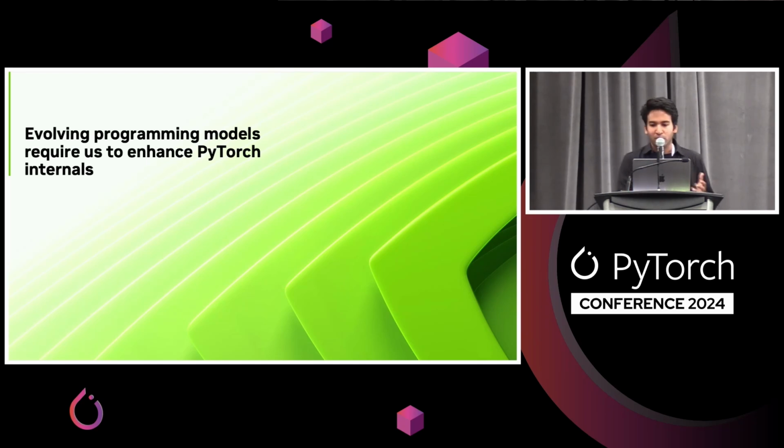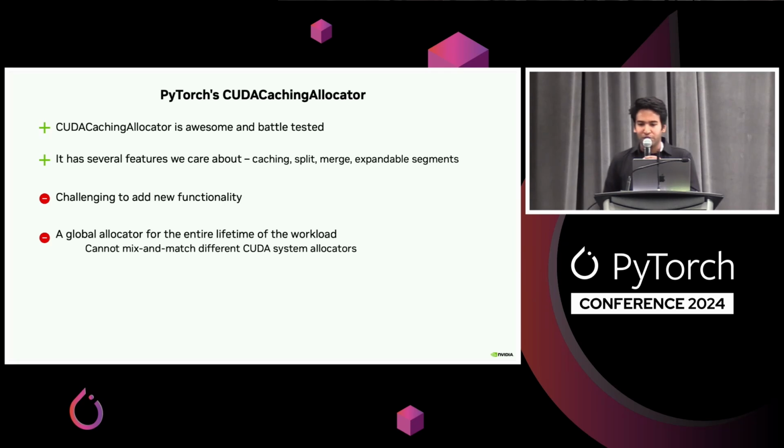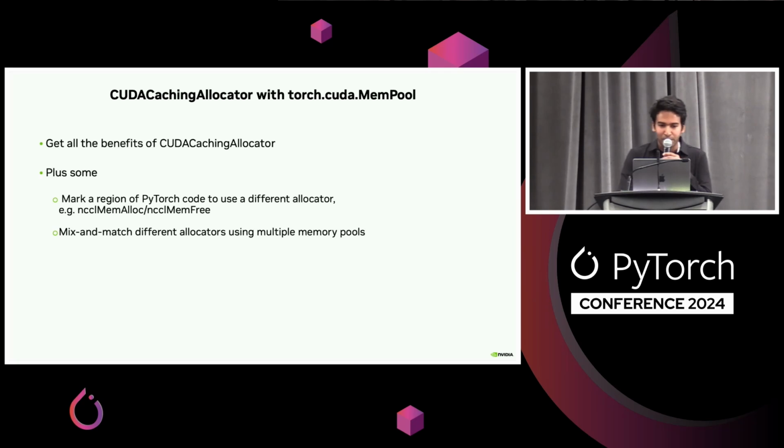And so evolving programming models require us to enhance PyTorch internals. And our goal here is to make PyTorch more expressive and more tunable for scientists, framework developers, and computer architects, tunable for everybody in the stack. And so we dive into PyTorch internals. We look into PyTorch's CUDA caching allocator. The CUDA caching allocator is awesome and battle-tested. It has several features we care about, such as caching and fragmentation mitigation techniques, such as splitting and merging blocks, also using Zach DeVito's awesome expandable segments. However, it's challenging to add new functionality to it. And we cannot mix and match different CUDA system allocators, since this CUDA caching allocator is a global allocator.